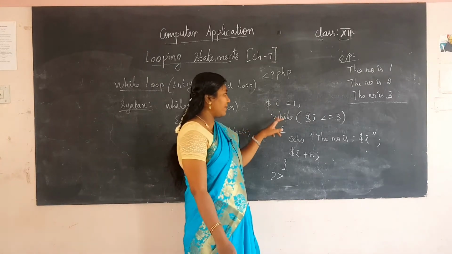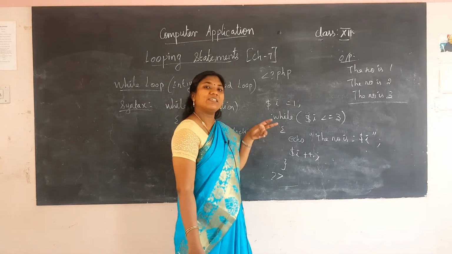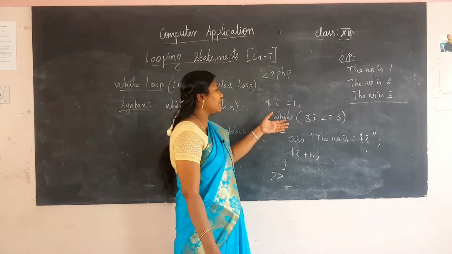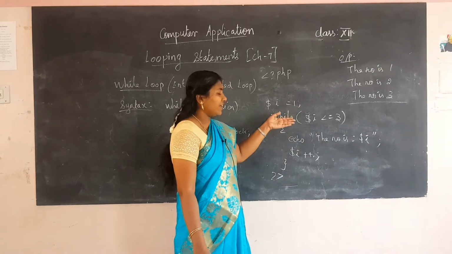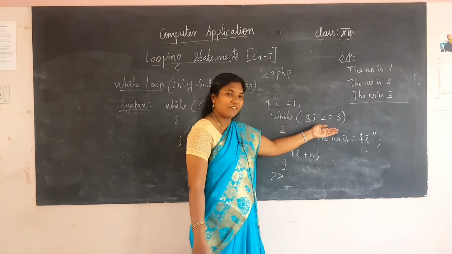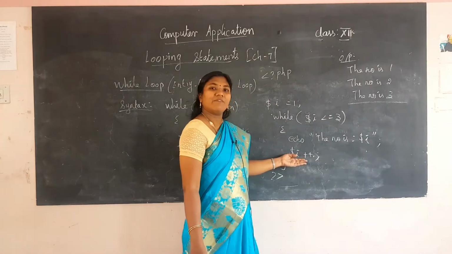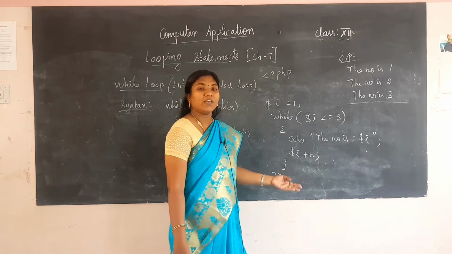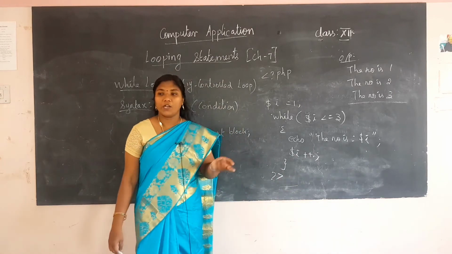So in the for loop we give the initialization and increment in the brackets, but here we give them inside the program. $I is equal to 1, the while condition alone is specified here, and the increment is specified within the block statement. Okay. So next we will see the do while loop.